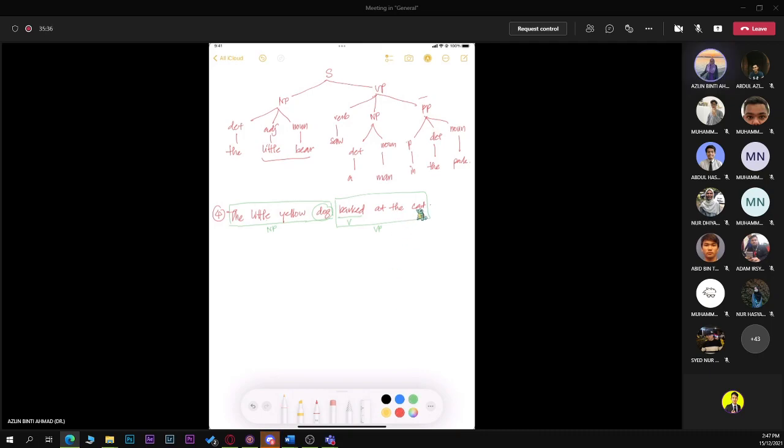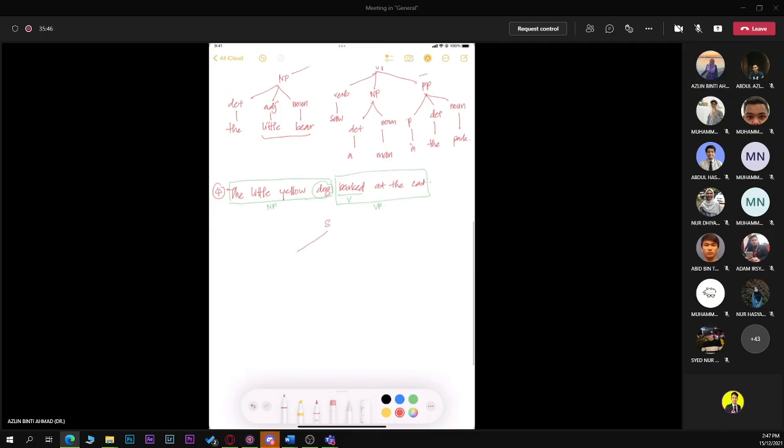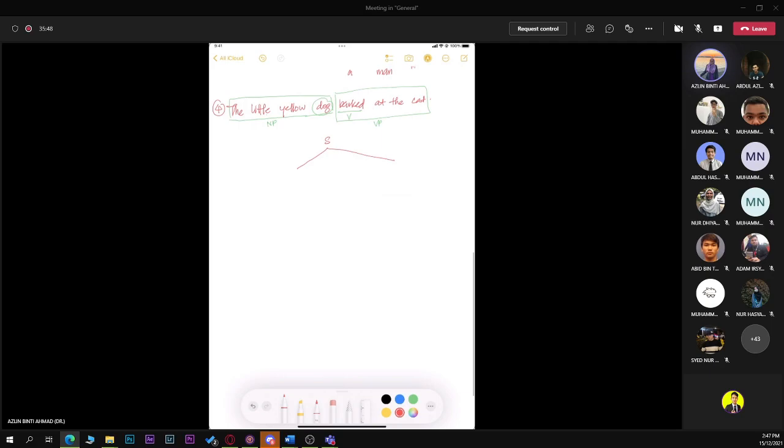Okay. Eh, sorry. Okay, kita ambil ni pula. So, sekejap. Kita buat ni dulu. S, kita construct. Okay, kita construct S. Okay, akan pecah jadi dua. NP and also VP. Okay. So, NP dulu kita pergi. NP. Kita pecahkan dalam ni. The little yellow dog. Okay, macam mana you nak buat?